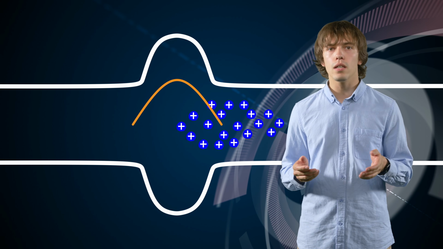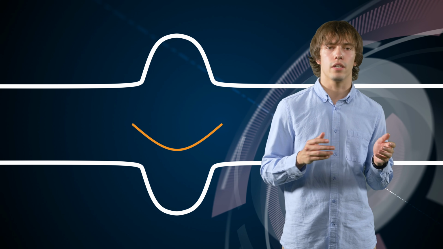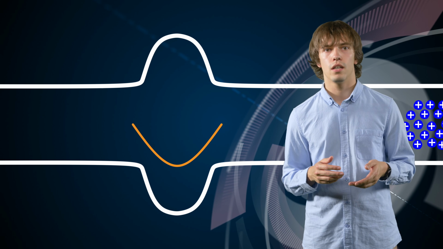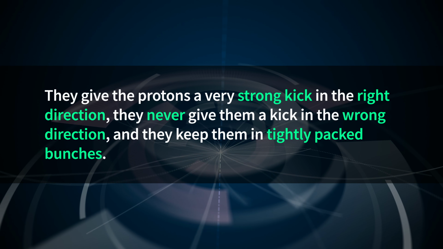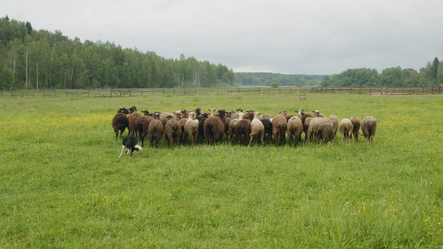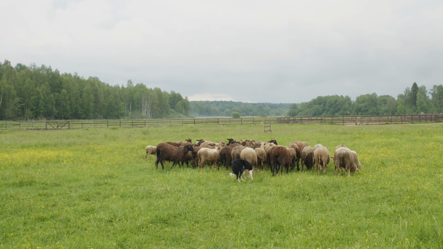And the LHC is also timed so that there are no bunches in the cavity at all when the wave swings back the other direction. That corresponds to a field pointing in the wrong direction, which would decelerate the particles. So, with a clever use of wave physics, cavities perform 3 jobs in one. They give the protons a very strong kick in the right direction, they never give them a kick in the wrong direction, and they keep them in tightly packed bunches. So, radiofrequency cavities are to protons what sheepdogs are to sheep. They not only get them moving, but they also keep them in nice compact herds.